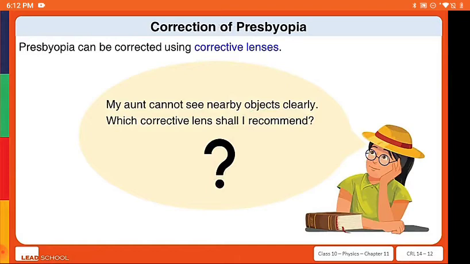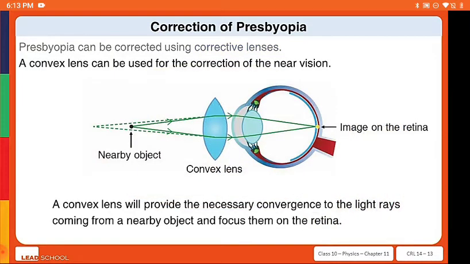Let us discuss how presbyopia can be corrected. Just like hypermetropia and myopia, presbyopia can be corrected using corrective lenses. Rekha's aunt has presbyopia. She is finding it difficult to see nearby objects comfortably. Which corrective lens shall we recommend her to use? We recommend her to use a convex lens.